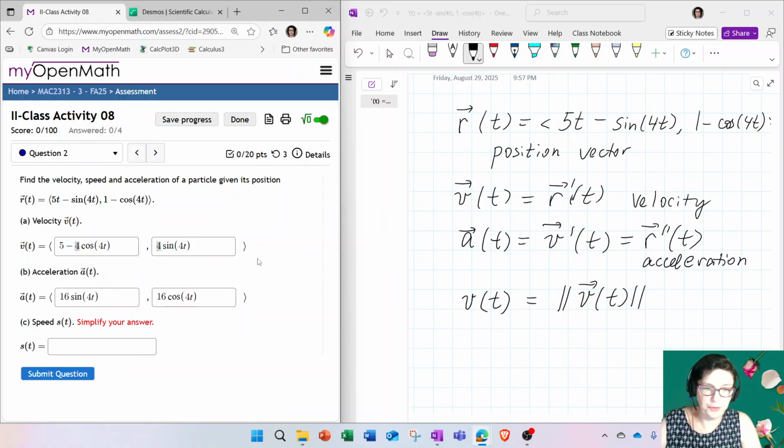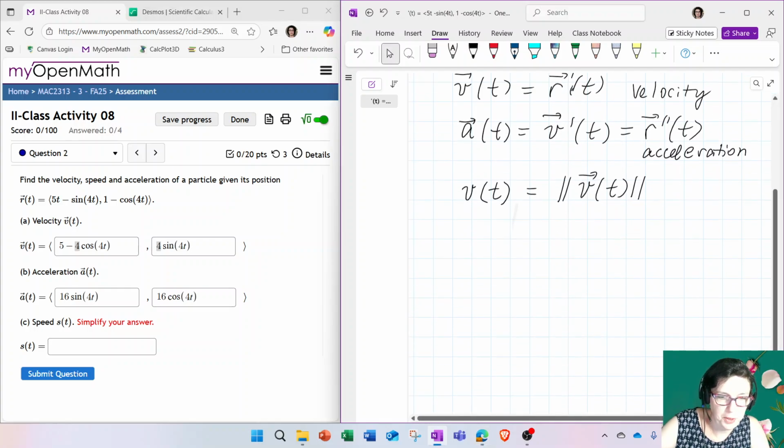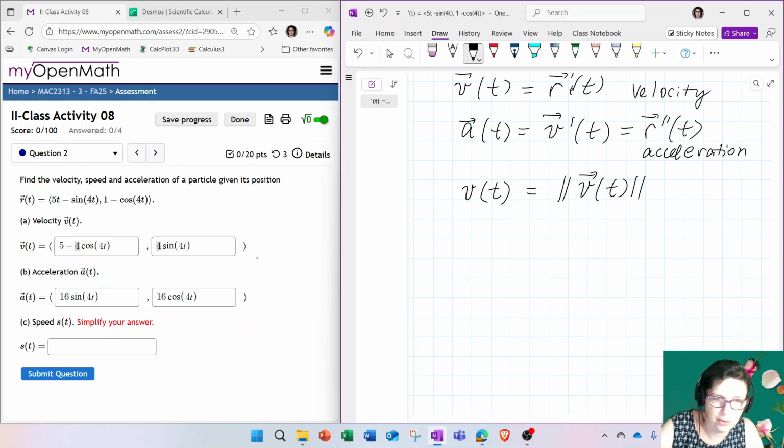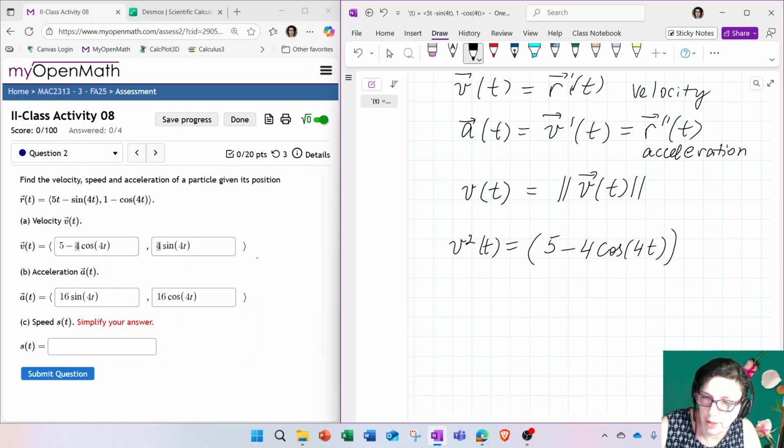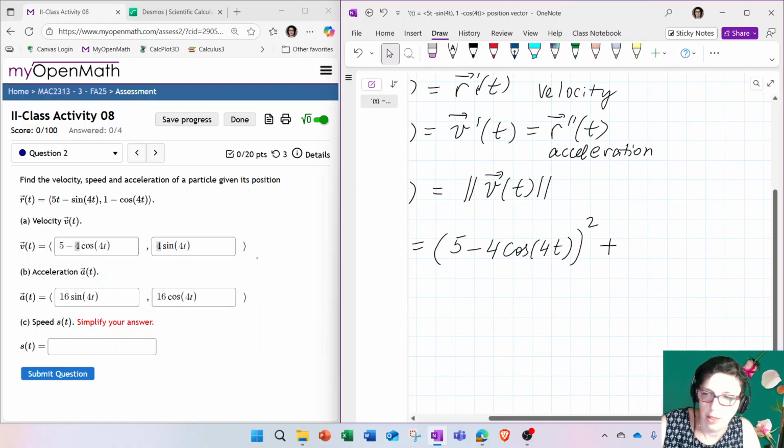Okay, now what's left is finding the speed. The speed is the magnitude of velocity. So let's go back and find the magnitude. Actually, I'm going to put the square root at the end. So at this point, I just want to do velocity squared, so I don't have to carry that big, huge square root. So that's just going to be speed squared: 5 minus 4 cosine 4t, we square that, and then plus 4 sine 4t, square that.